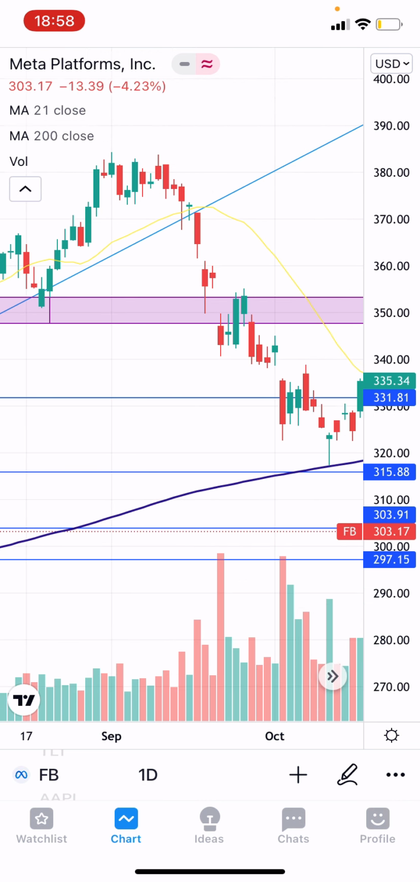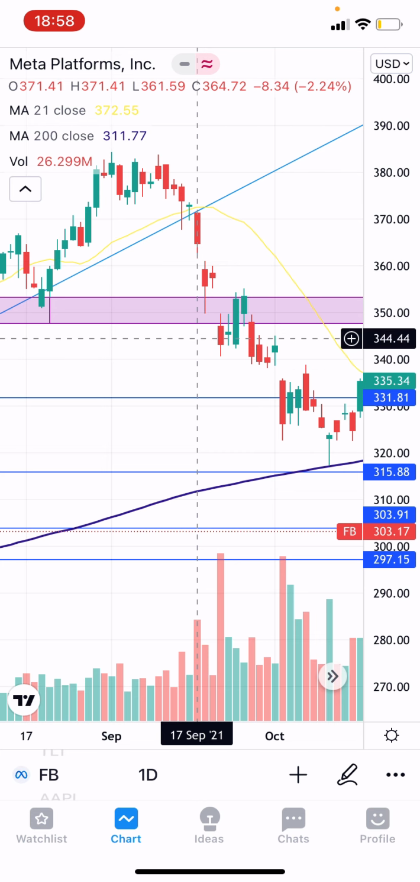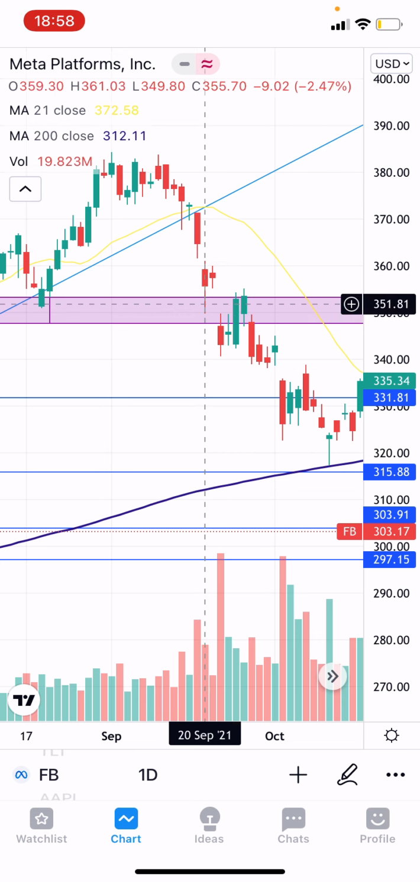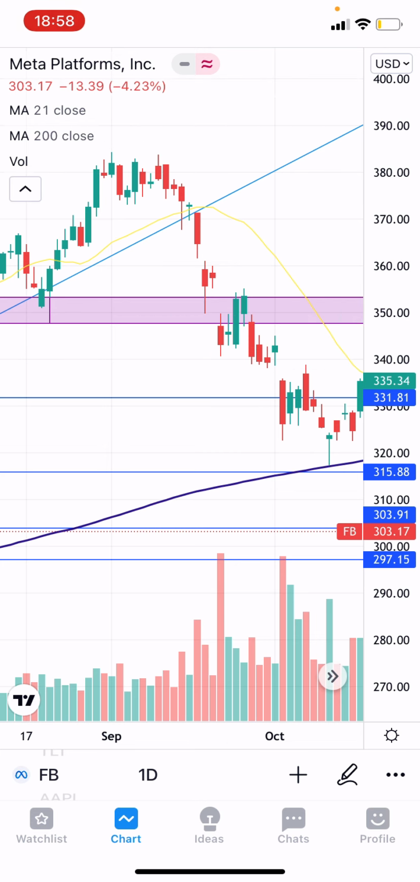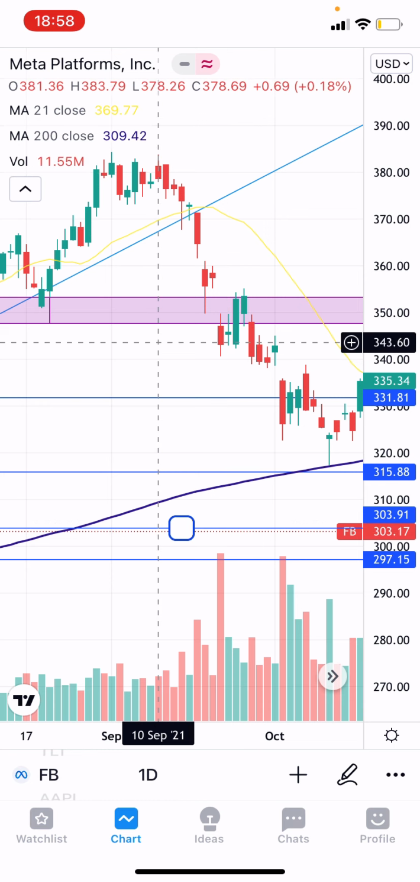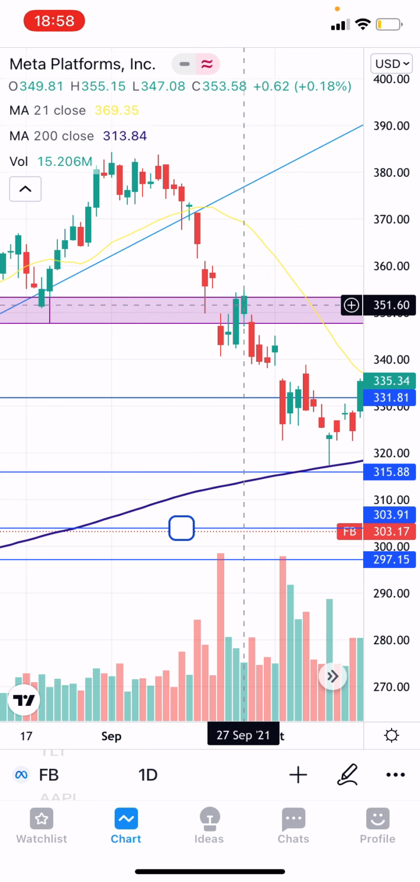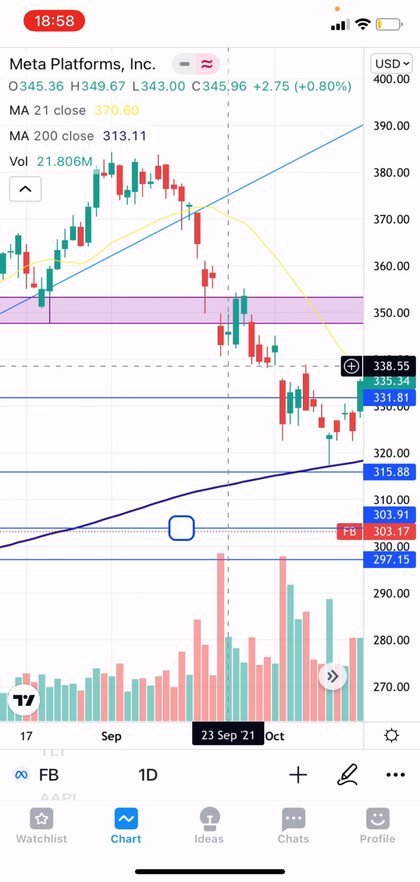And then you could have taken a long here. This would have been a logical long here. But again, you would have likely gotten stopped out, right? And your stop loss would have been just below that support, so in this area here, you would have got stopped out here. And then this came up to test that same level and then got rejected.